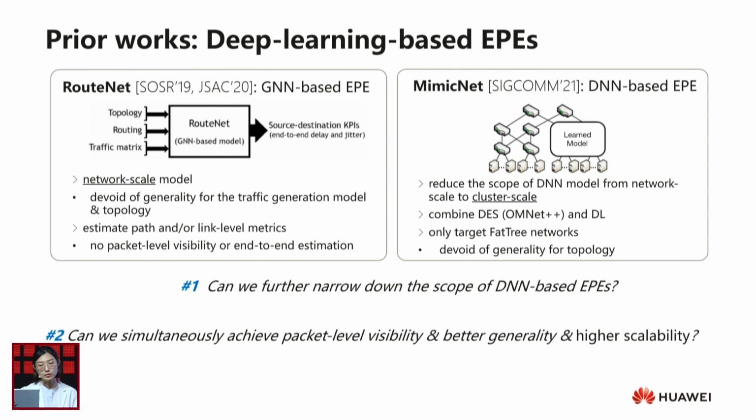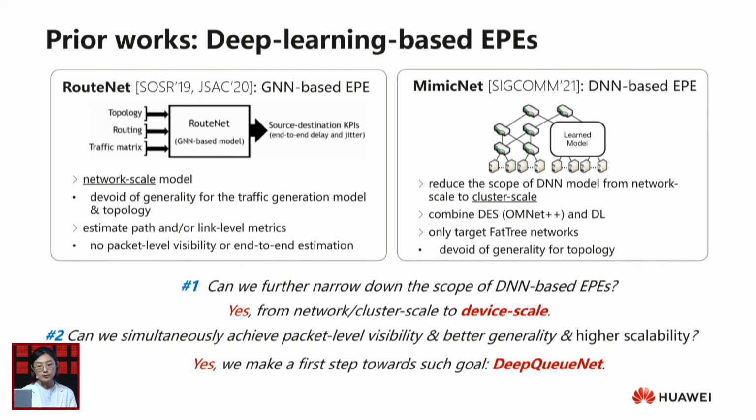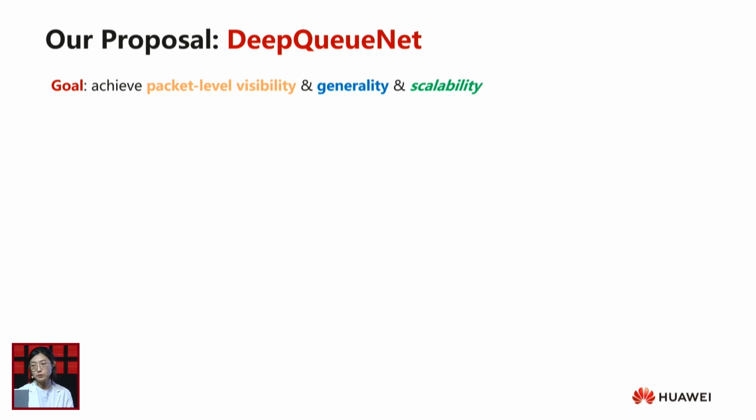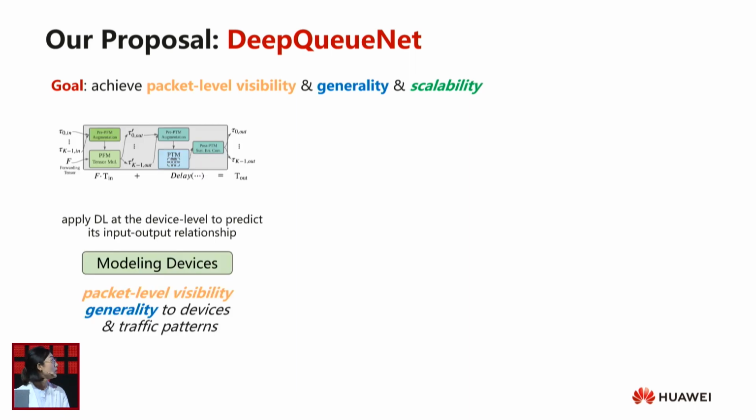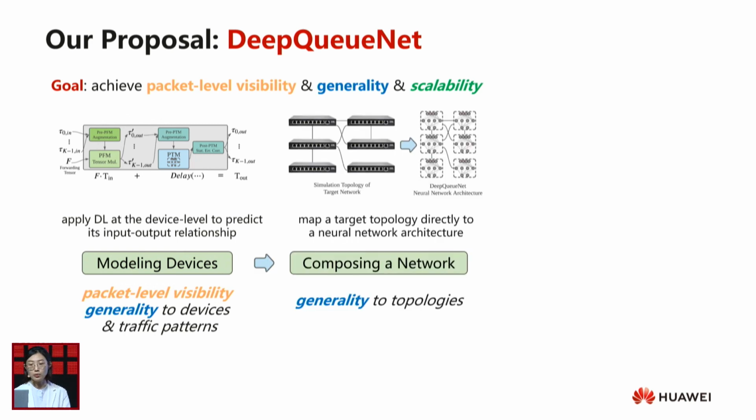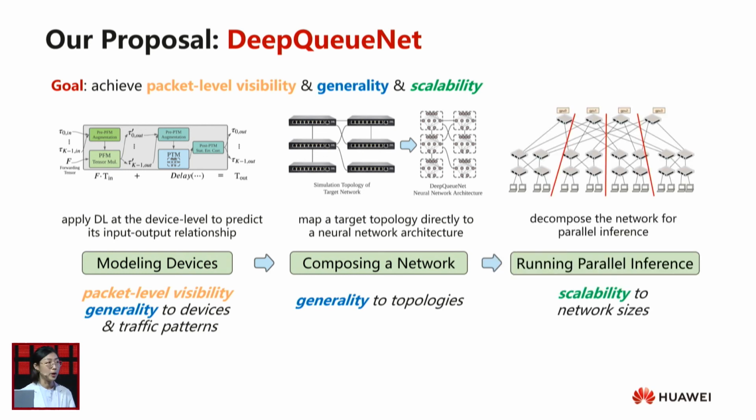We try to answer these questions with DeepQueueNet, and we narrow down the scope further to the device scale. Let me walk through DeepQueueNet in more detail. There are mainly 3 procedures. The first one, we model devices by applying deep learning at the device level to predict its input and output relationship. In this way, we can achieve packet-level visibility as well as generality to device and traffic generation models. Then with trained devices, we can compose a network by mapping a target topology directly to a neural network architecture. And finally, we run parallel inference by decomposing the network. This can achieve scalability to network sizes.